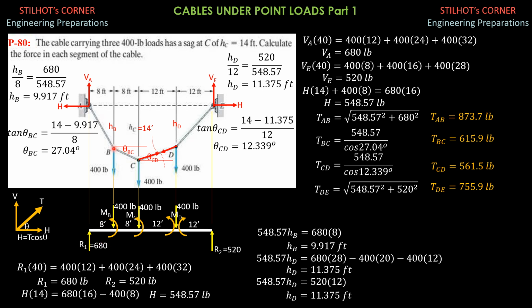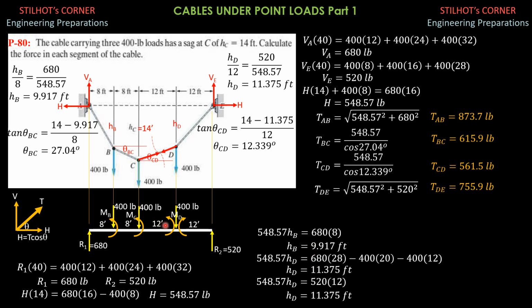Likewise, to solve for HB, we use the general cable theorem because we already know H, which is 548.57 by statics. So by general cable theorem again, 548.57, the product of the horizontal component of tension times HB equals the moment at B, which considering the left segment is simply 680 times 8. So solving for HB is 9.917 feet, the same as this value by similar triangles from here.